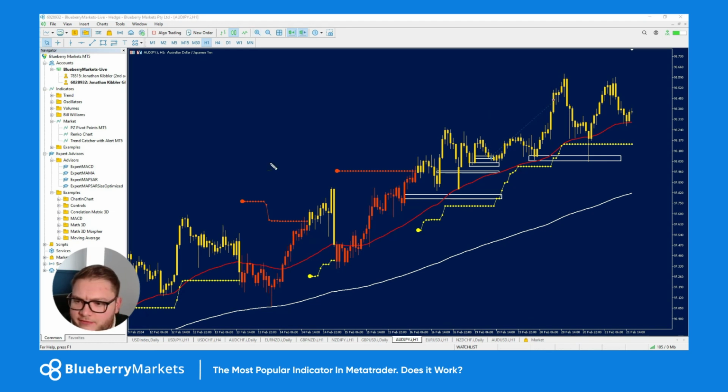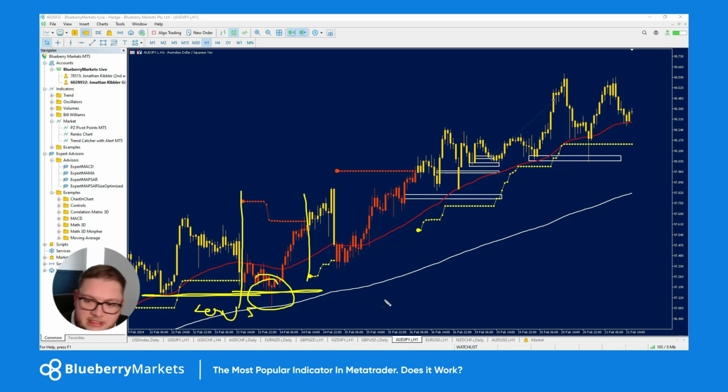One thing I would say is obviously I've got the 50 and the 200 moving average, which kind of tells me my trend direction as well and helps me with that. I would have missed out on a lot of moves. I can see here already that I would have been missing out on an area where I would naturally look to go long.